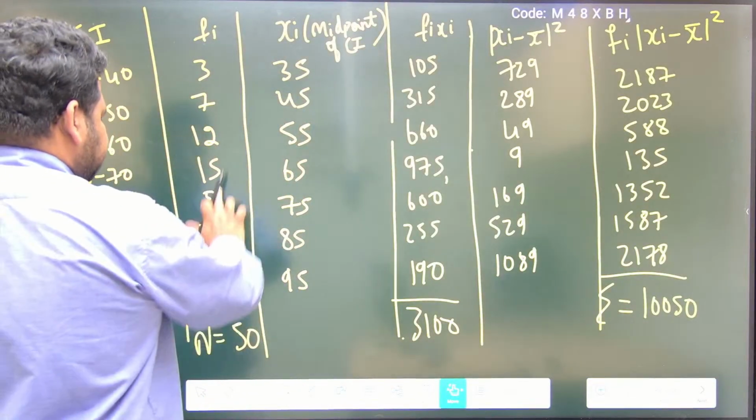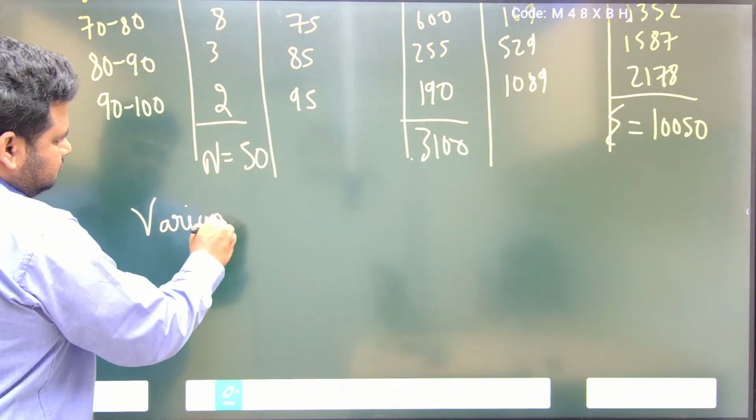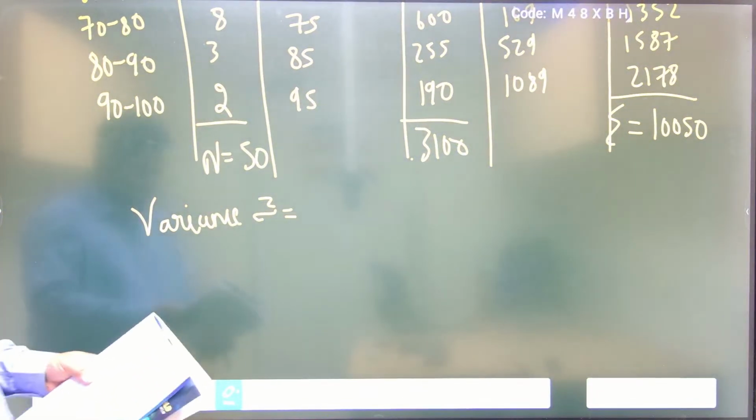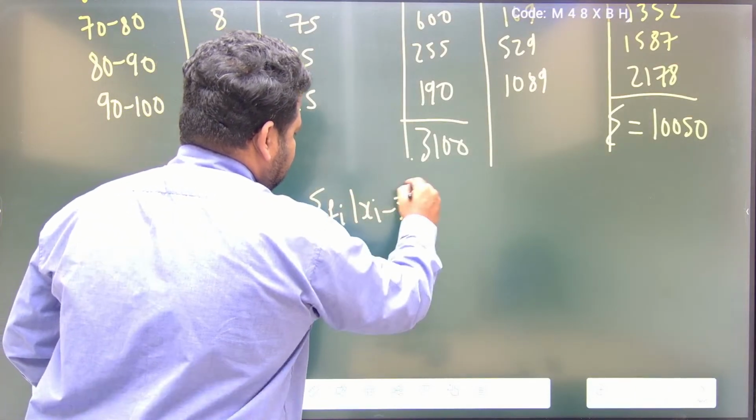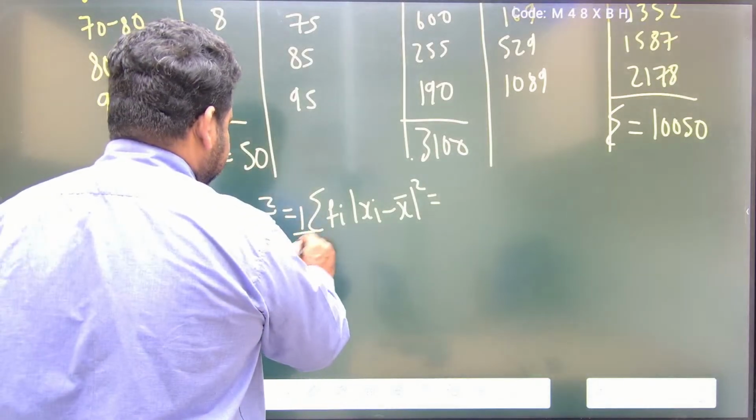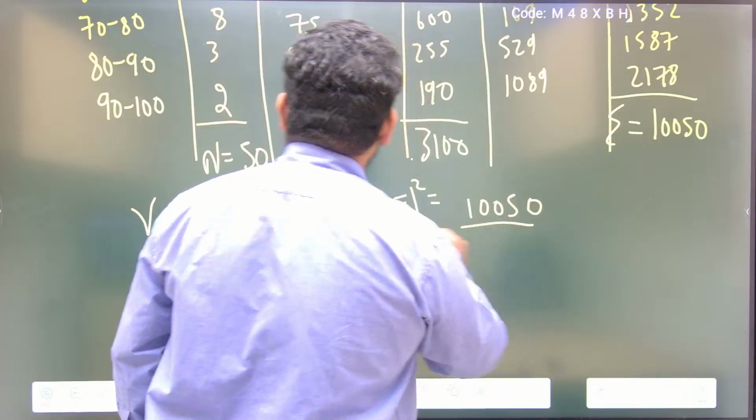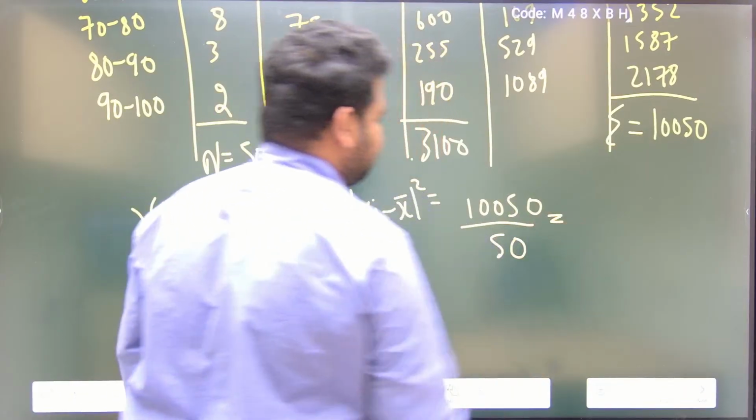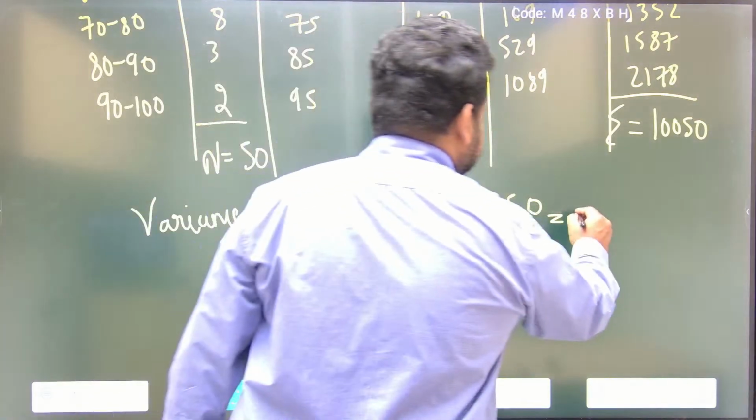To find out variance, we have a formula. See here, variance sigma square is equal to summation of fi into xi minus x bar whole square, divided by n. So that will be equal to 10050 divided by the value of n, which is 50. On calculating this, we will get the value as 201.